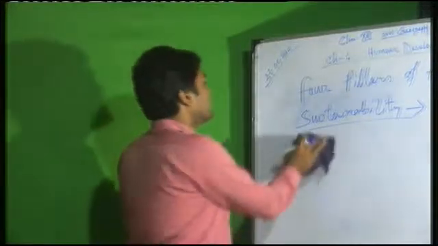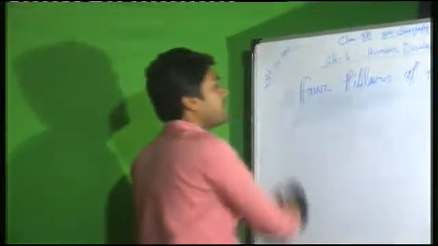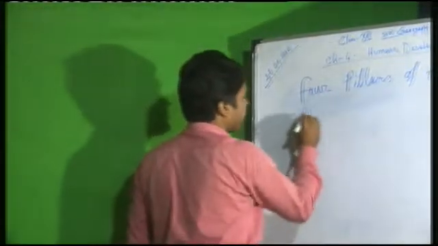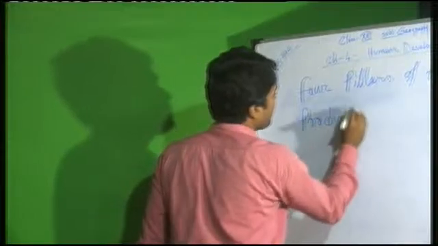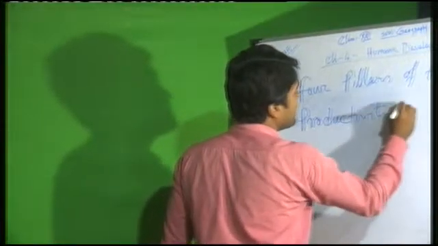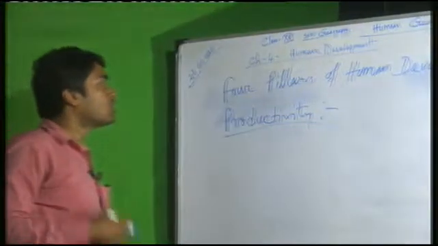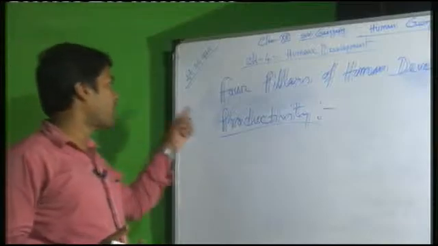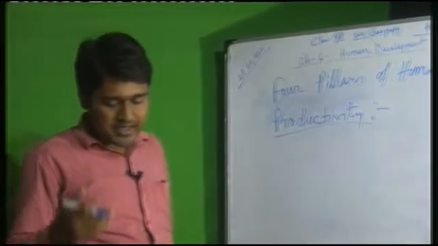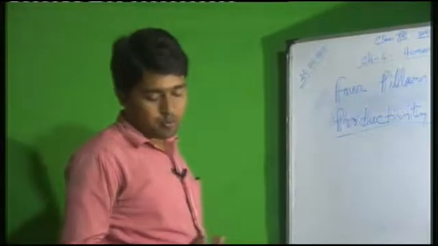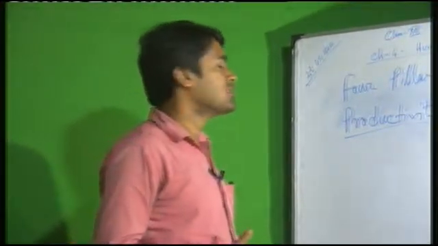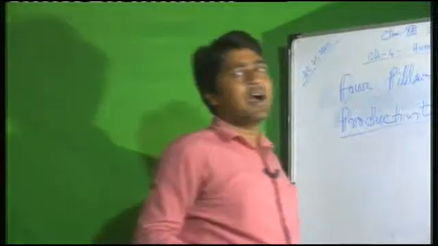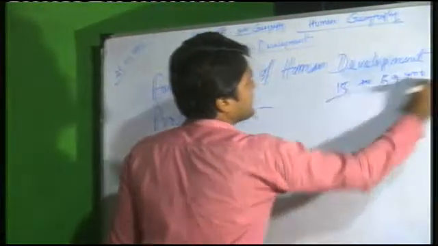Now, another portion, the third pillar of human development, is productivity. Productivity means those who are the working population or human resources; they are also a part of productivity. So productivity here means human labor productivity, or productivity in terms of human work. I have told you that working population means 15 to 59 years. This is the working age.